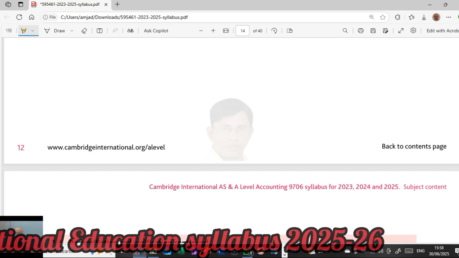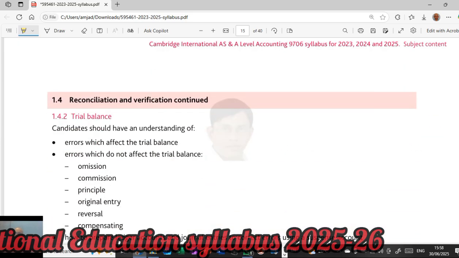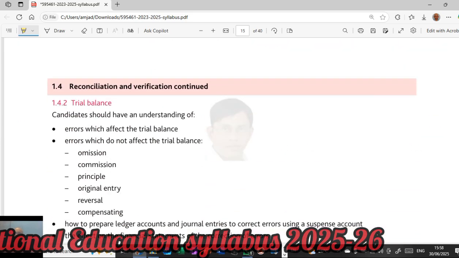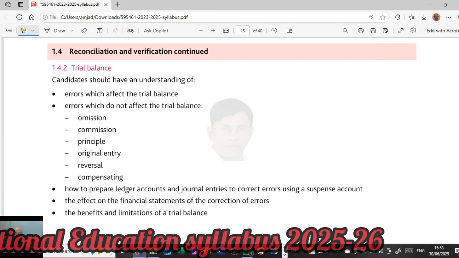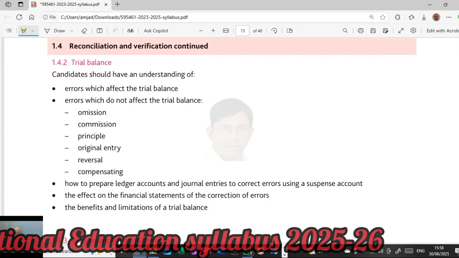Particularly the trial balance. Candidates should understand errors which affect the trial balance and those which do not, like error of commission, error of principle, error of original entry, error of reversal and compensating errors. How to prepare ledger accounts and journal entries to correct errors using a suspense account, the effect on the financial statements of correction of errors, and the benefits and limitations of a trial balance.